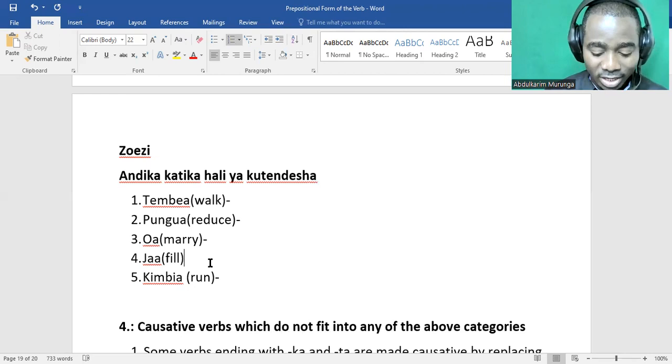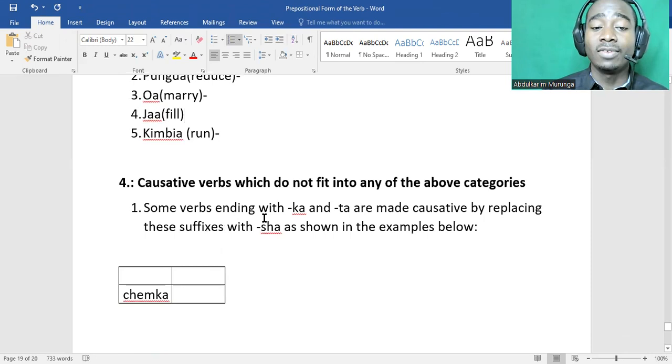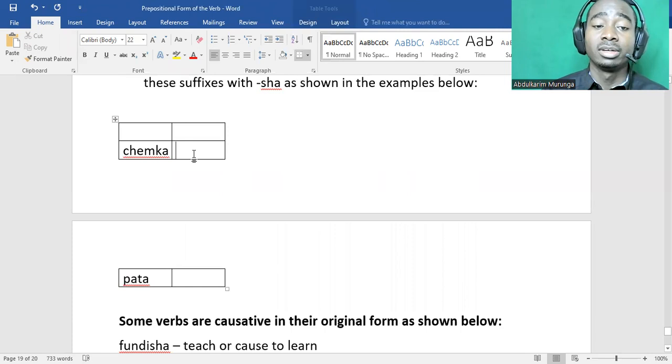The fourth part here: causative verbs that do not fit into any of the above categories we've just learned. Some verbs ending with ka and ta are made causative by replacing the suffixes with sha, as shown. Chemka is to boil. Chemsha is to make something to boil. Pata is to get. Pasha is to make something to get.